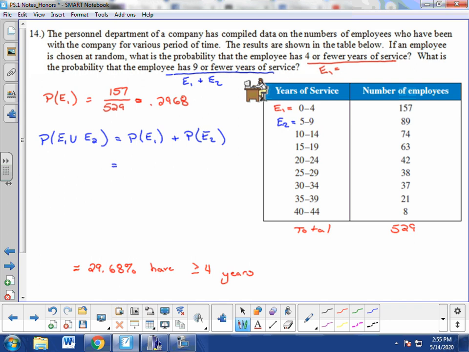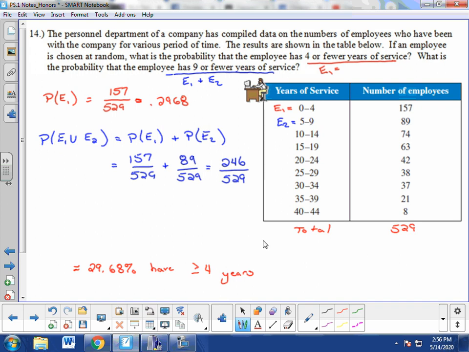So if I want the probability for 9 or fewer years of service, I need the probability that they're either between 0 and 4 or between 5 and 9. 0 to 4 we already did, which is 157 over 529. Between 5 and 9 would be the 89 employees out of 529. And so if we total this out, this would be 246 employees out of 529. So these are exclusive events. Nobody falls within both categories, events 1 and 2, so I don't need to worry about subtracting anything there.